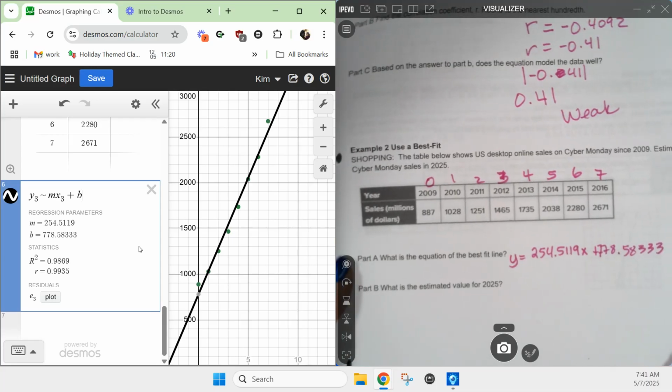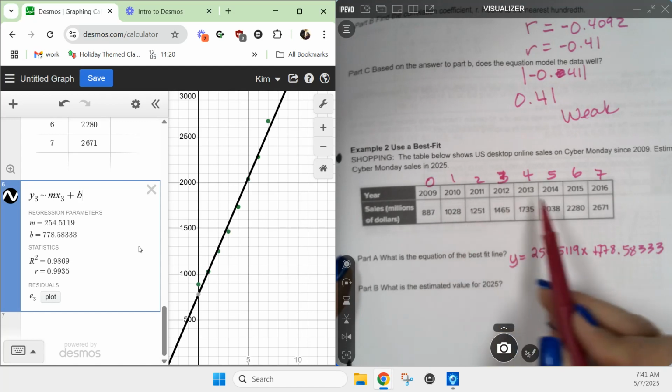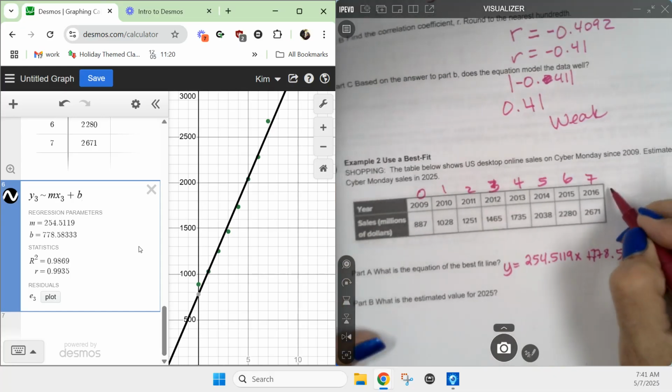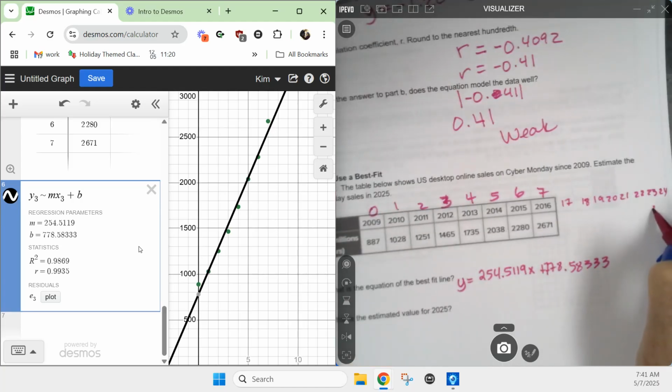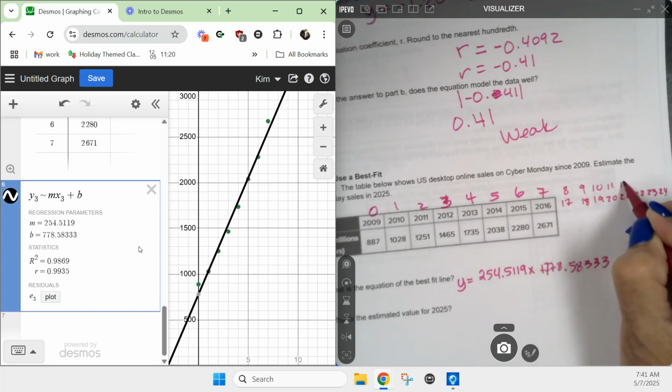So it's not asking for R this time. It says, what is the estimated value in 2025? So if this is year 0, this is 1, 2. Okay, so what is year 2025 going to be? So 17, 18, 19, 20, 21, 22, 23, 24, 25, and some of you are doing this. I know you're doing it like this.